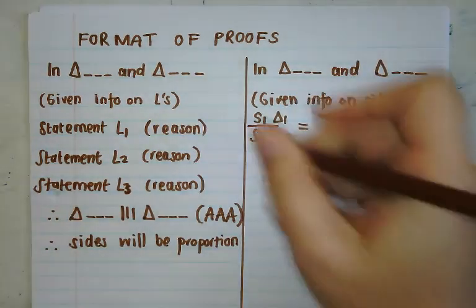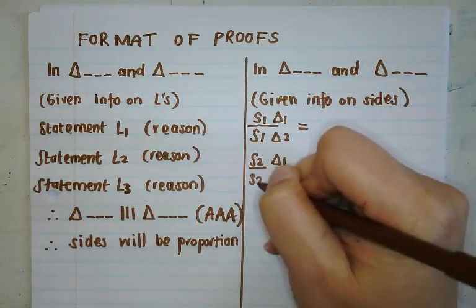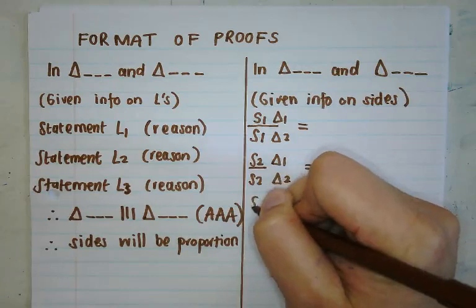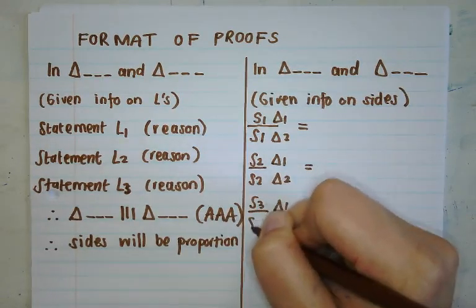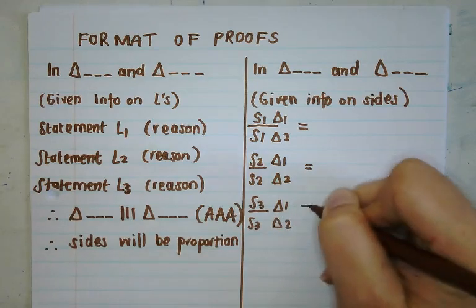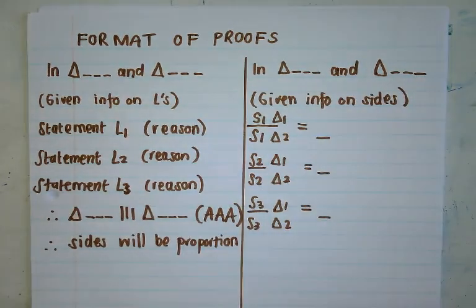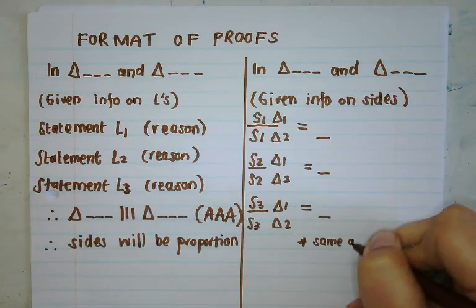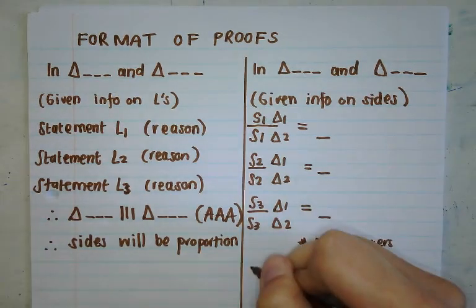Get an answer. Calculate the second side from triangle 1 and the second side from triangle 2 and get an answer. My third side from triangle 1 and my third side from triangle 2 and get an answer. And these answers must be the same. So the star is just telling you that they must be the same answers.